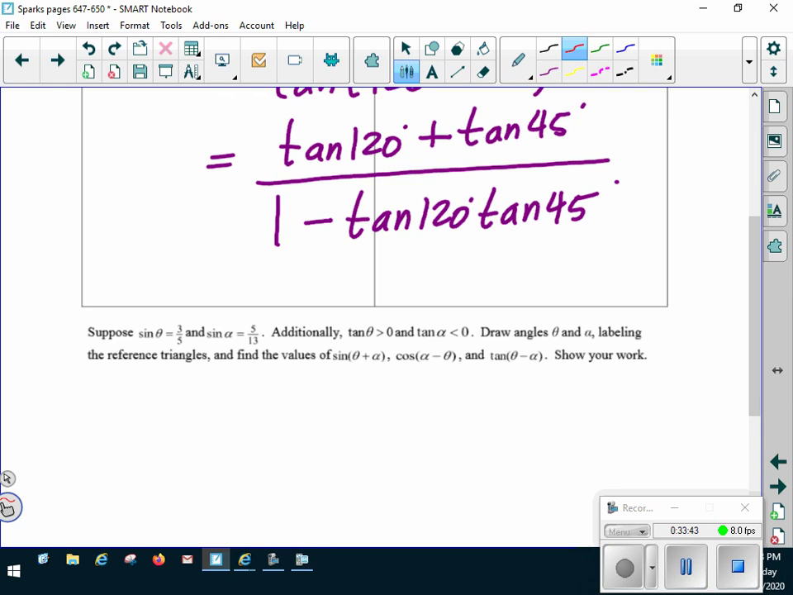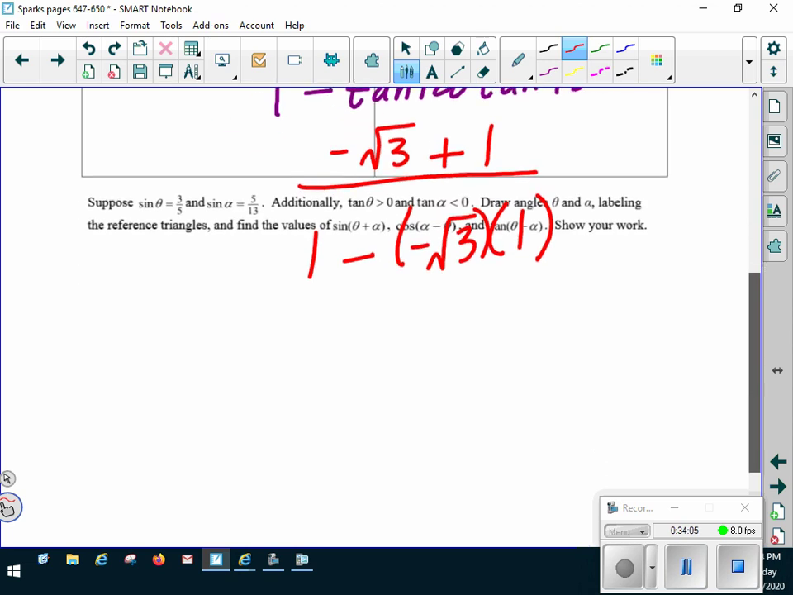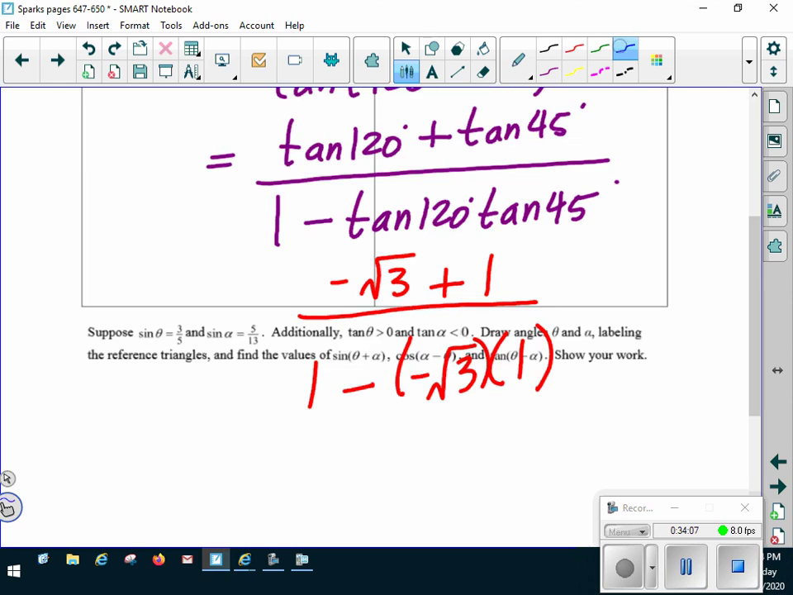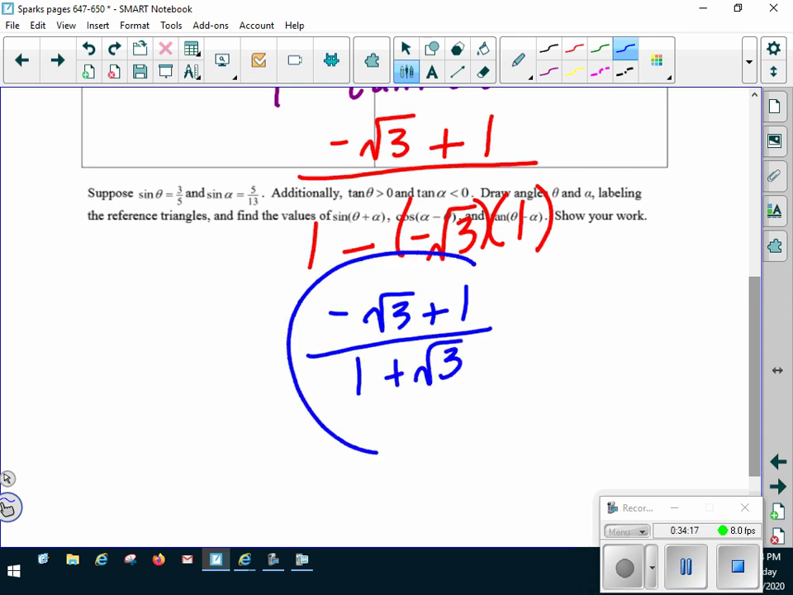All right, what's the tangent of 120 degrees? Did we get negative square root of 3? Yeah. Plus 1 over 1 minus times 1. So that cleans up to give us negative square root of 3 plus 1 over what? 1 plus the square root of 3. There you go.